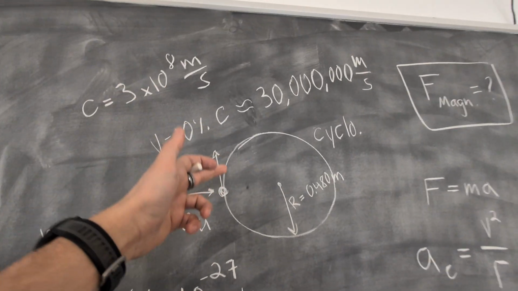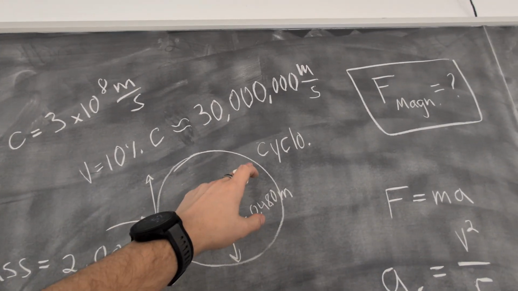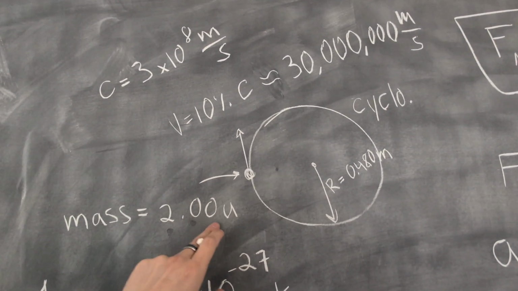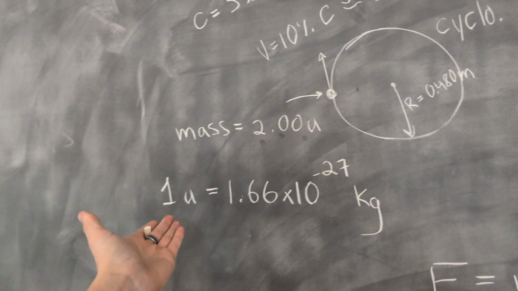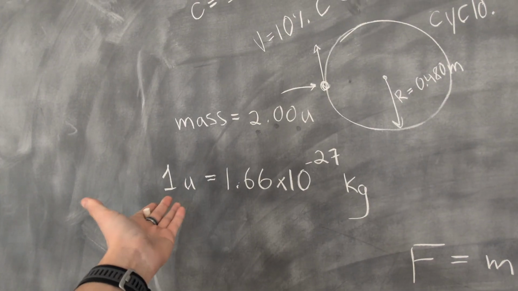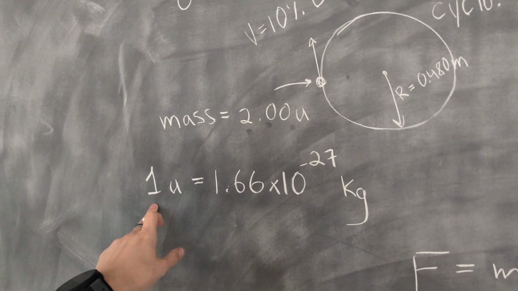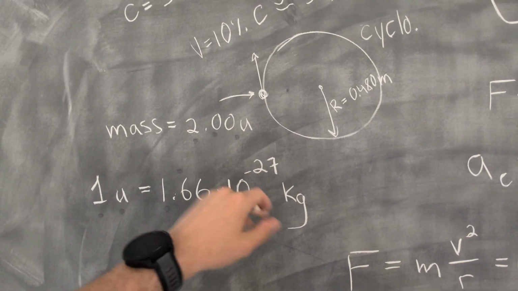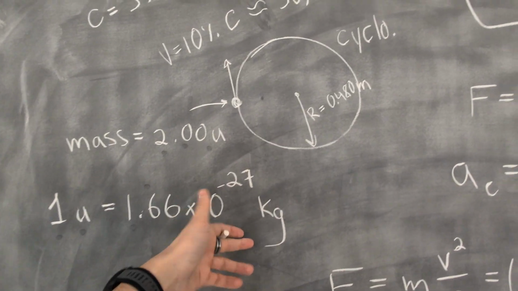So here's the cyclotron. It is going in a circle. This is the deuteron. It has a mass of 2.00 u. What is that? Here I have the conversion. You could just Google this, or you're going to see it on an equation sheet. 1 u is equal to this many kilograms. So I just multiply this by 2, and that gives me the mass, because I like SI units.